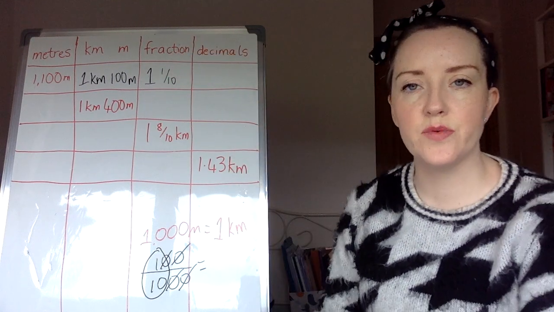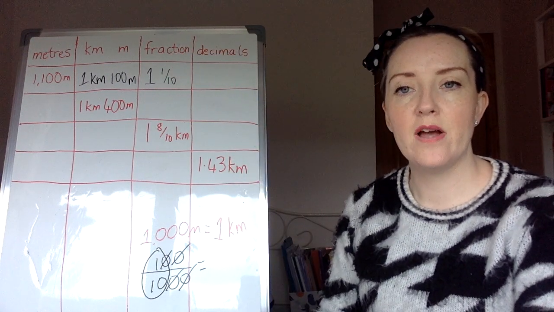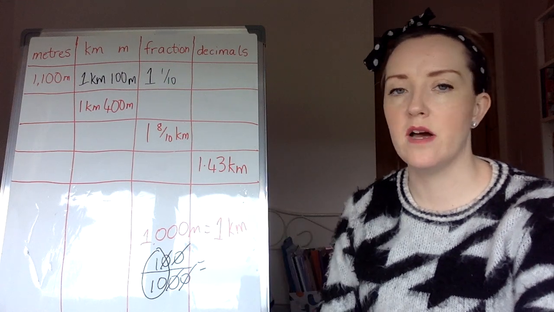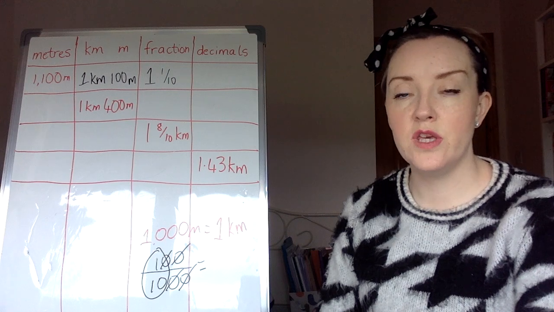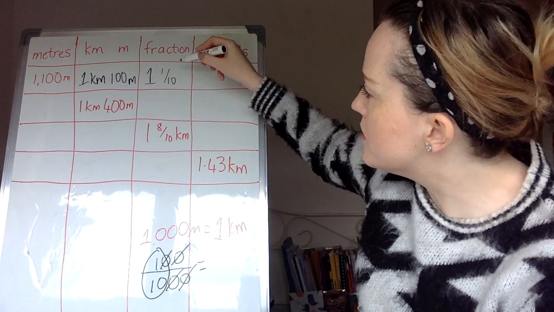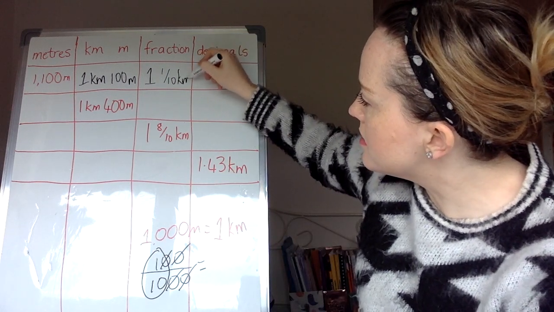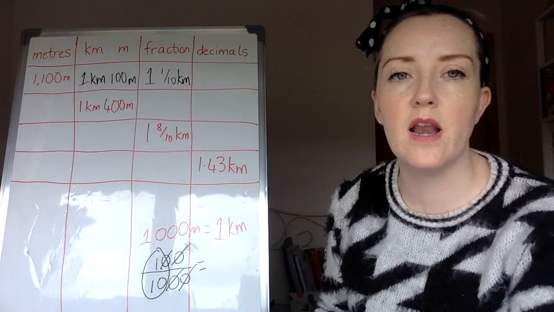Is that the right answer? Do I just leave it like that? Is that the correct answer? It's not. Why isn't it the correct answer? What's missing? Very good, the unit of measurement. So it has to have the word kilometre after it. So 1 and 1/10 kilometres.